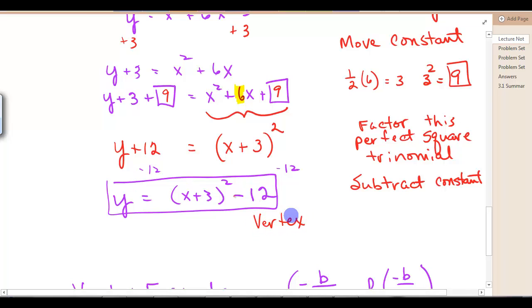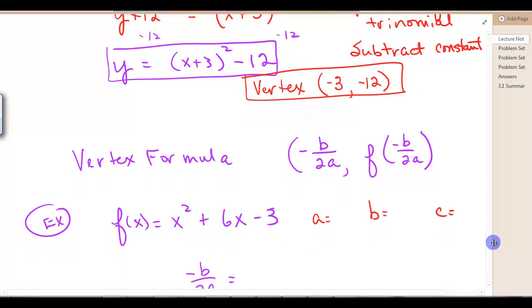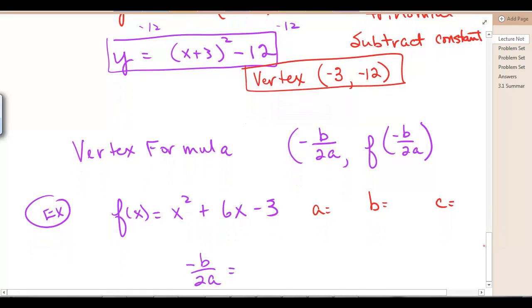My vertex is (h, k), and it was x minus h here. So you always change the sign of this one, comma, negative 12. Okay, so if you can get it in that form, you just pull out those two numbers, always changing the sign of this one that's in parentheses. The other way you can do that is to use the vertex formula.